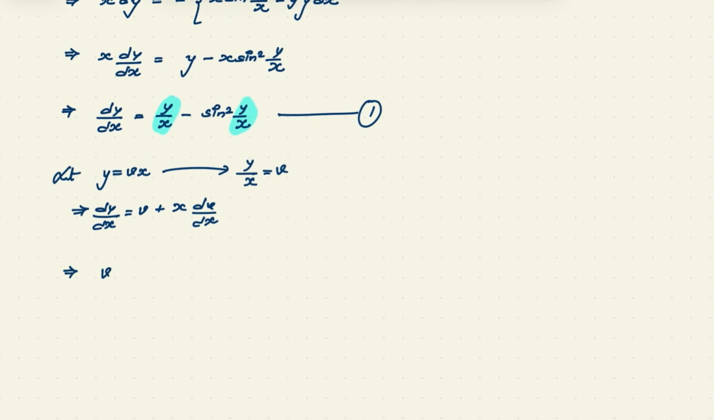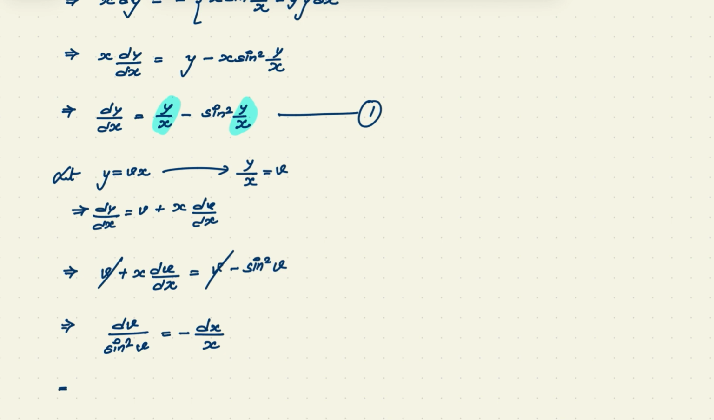Let us substitute these two values in equation 1. Then we will have v plus x into dv over dx on the left hand side, and on the right hand side we will have v minus sine square of v. So this v and v got cancelled, and separating the variables we will have dv over sine square v equals to minus dx over x. So this implies, let us integrate both sides. Then integration of 1 over sine square v, that is cosec square v dv, equals to minus integration of dx over x.